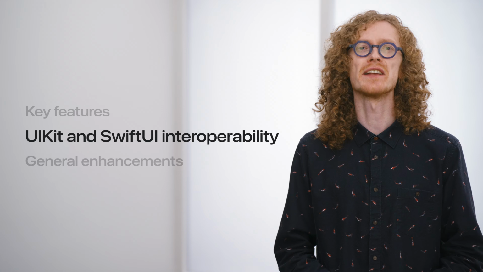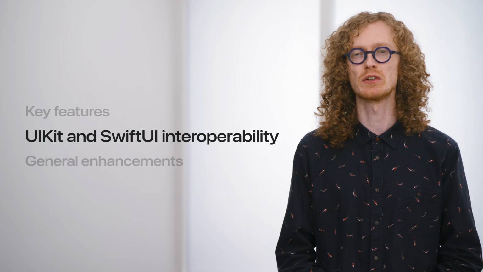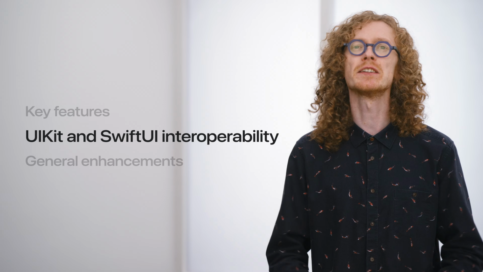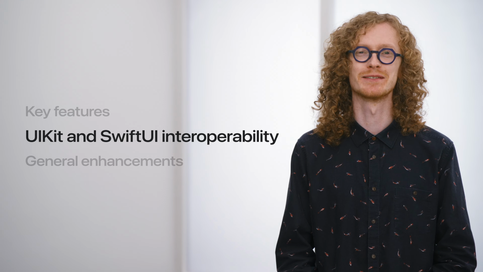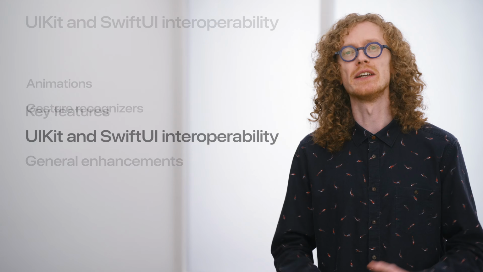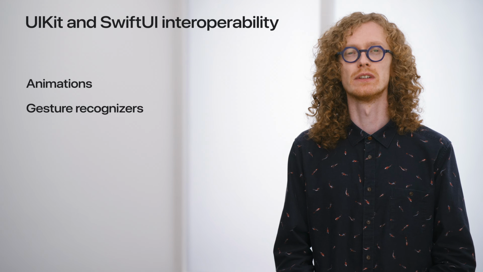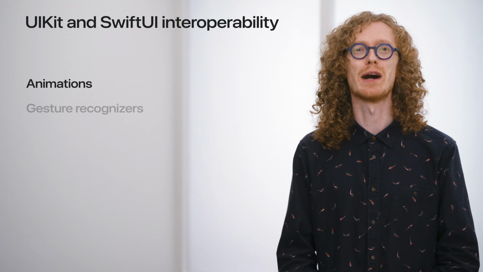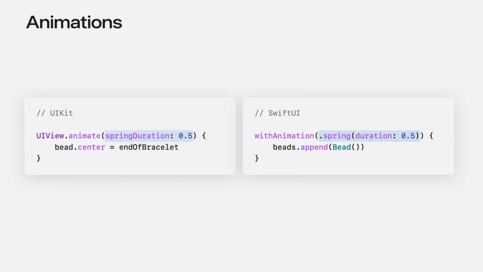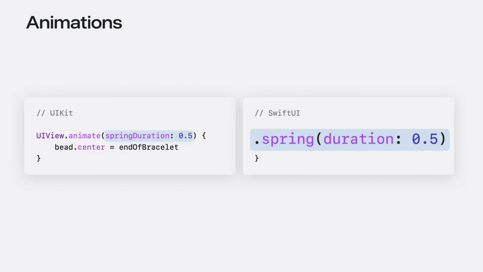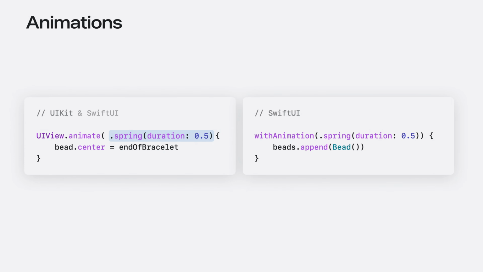iOS 18 enhances the interoperability of SwiftUI and UIKit, making it easier to use them interchangeably in apps. I'll cover updates in 2 areas, animations and gesture recognizers. First, an incredibly exciting update for animations. You can use a SwiftUI animation type to animate UIKit views. This lets you use the full suite of SwiftUI animation types, including SwiftUI custom animations, to animate UIKit views.